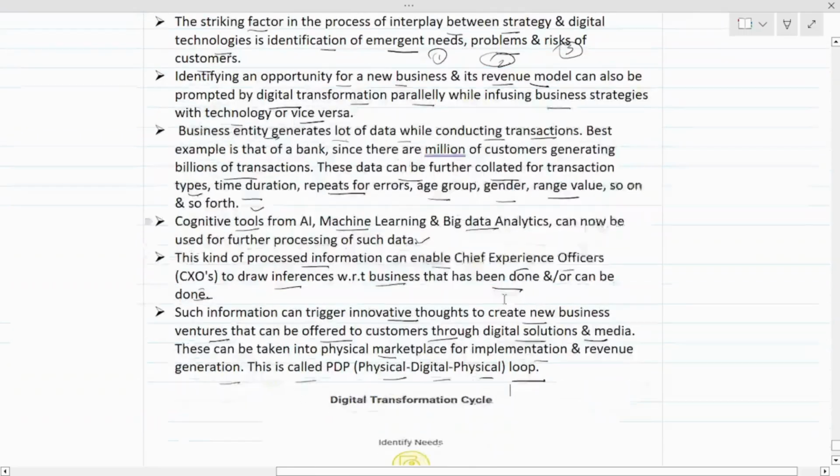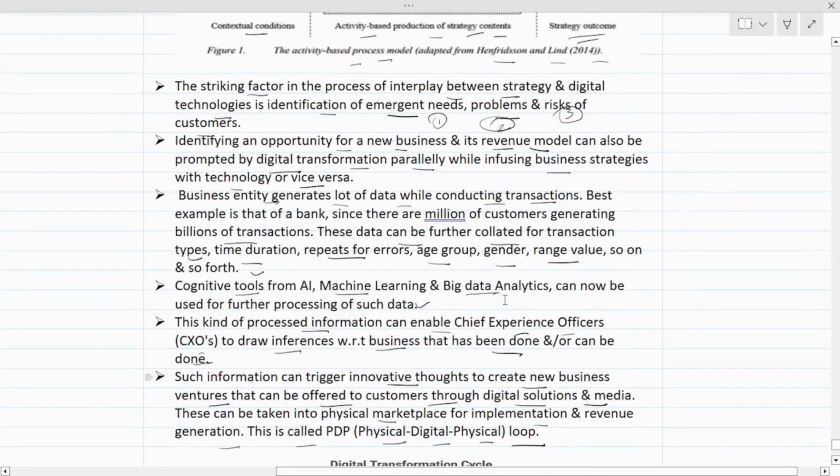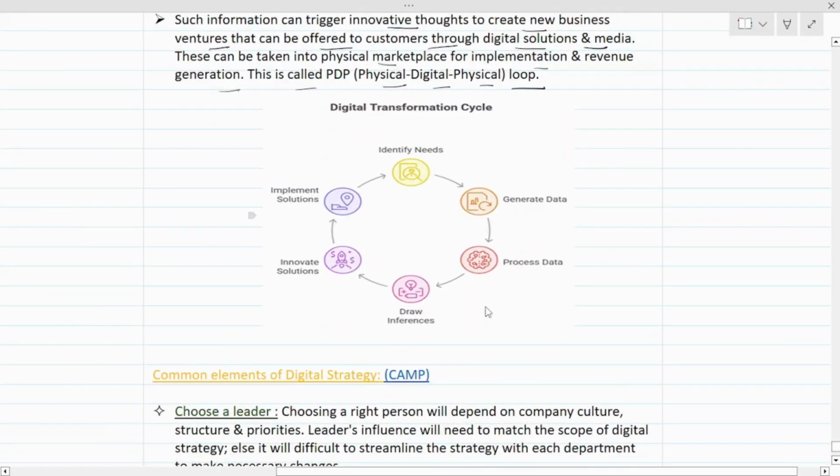This is the basic process of interplay between the strategy and the technology. Let's look at this diagram just for your clear understanding. This is a digital transformation cycle. It starts with identifying needs, then it generates data, then it processes the data, it draws inferences, it gives you innovative solutions, and it implements the solution. So if you just look at this figure, you would be able to recollect what we have read right now.